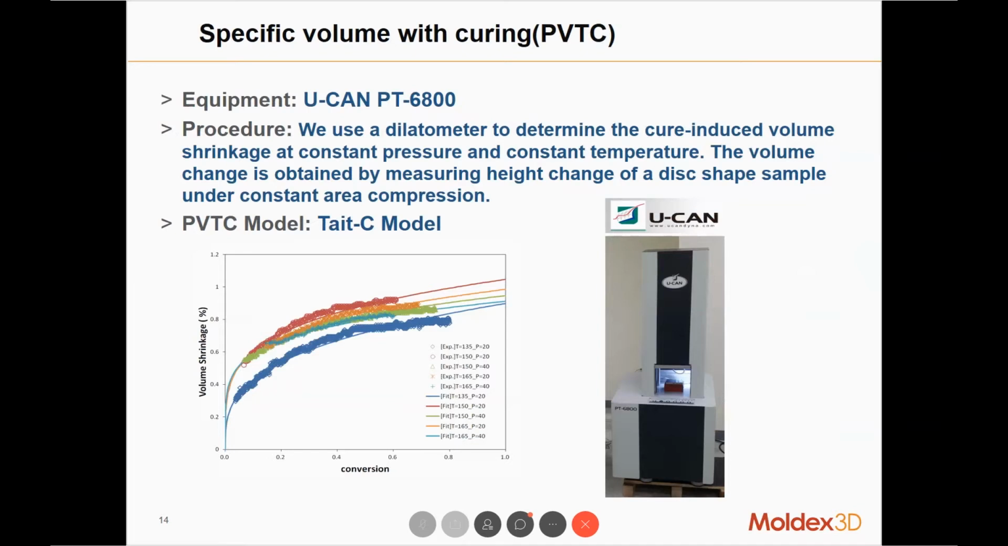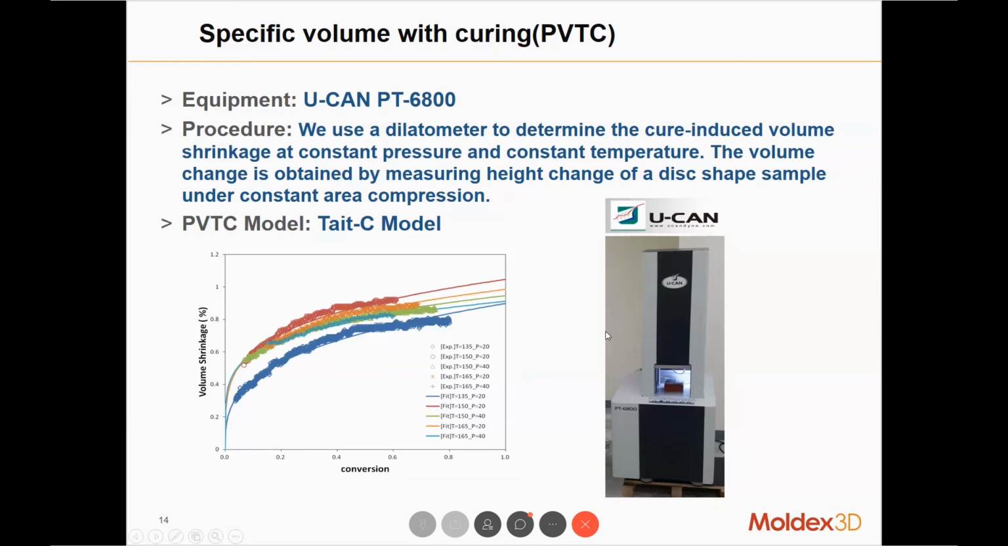So we'll use the PT6800 machine from UCAN to measure the PVT. Very similar to the way we measure PVT for thermoplastic, the polymer will be put in the chamber, and the area of the chamber remains the same. Only the height of the polymer will change.